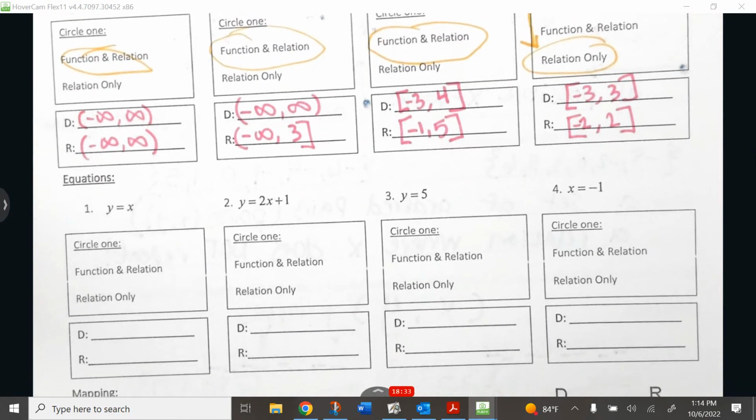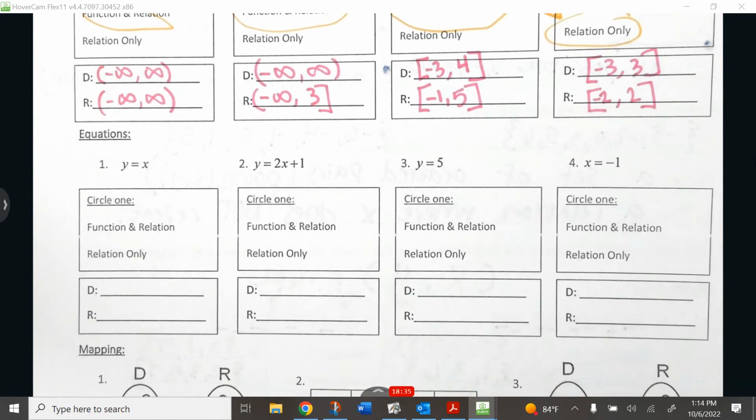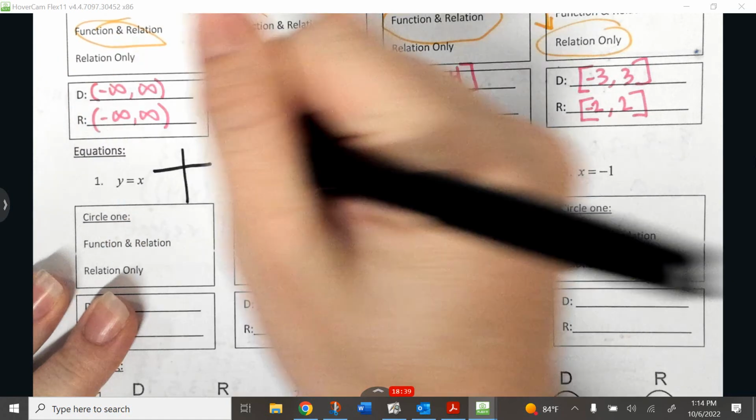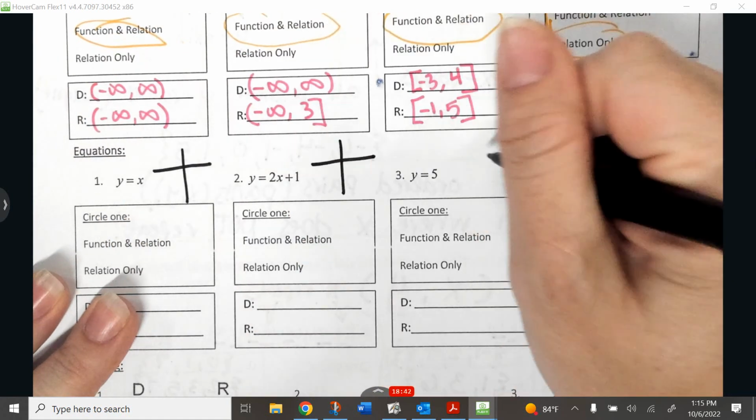Okay, the next 4 give you equations, but I'm going to graph them because without our calculator and visuals, they aren't the easiest, unless you want to memorize a bunch of stuff.